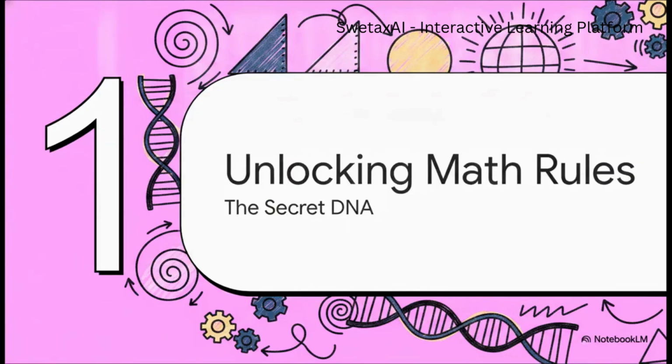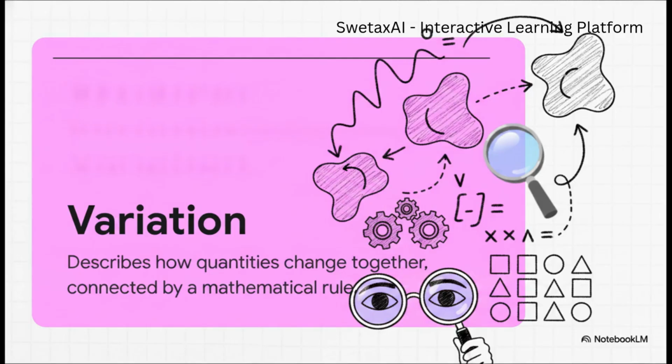Section 1. Unlocking mathematical relationships, the secret DNA. Because we aren't just looking at math here, we're looking at how the entire world connects. So, what is variation? Basically, it describes exactly how one quantity changes when another quantity changes, all connected by a specific mathematical rule. When two things are locked together by this rule, we say they vary with each other. As we go through this, I really want you to think of yourself as a pattern hunter. Your whole job is just to figure out the rule that binds the changing quantities together.